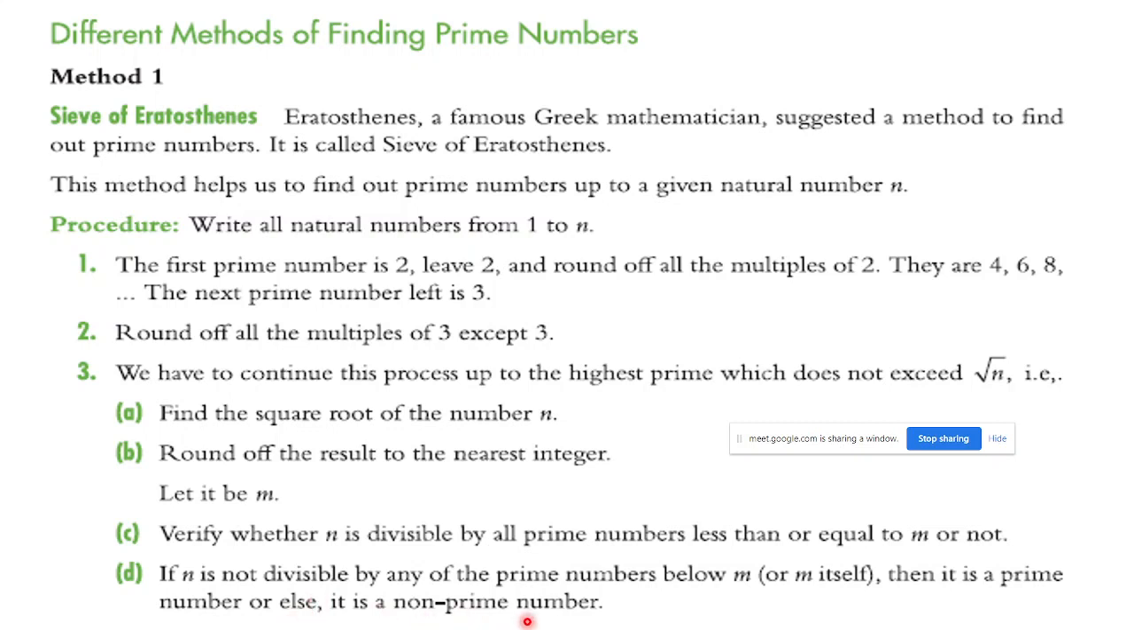So we have to check all the prime numbers up to m. They divide the given number n or not. We have to check whether the given number is divisible by all the prime numbers less than or equal to m. If the prime numbers less than or equal to m divide the given number, then the given number is said to be composite number. If any prime number does not divide the given number, then it is called prime number. Understood this procedure, my dear children?